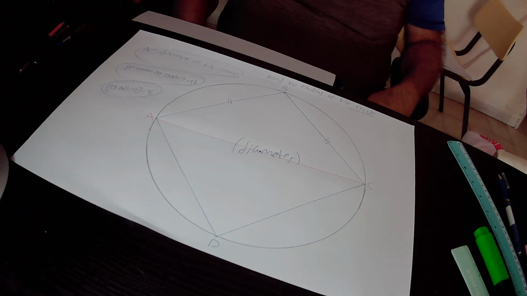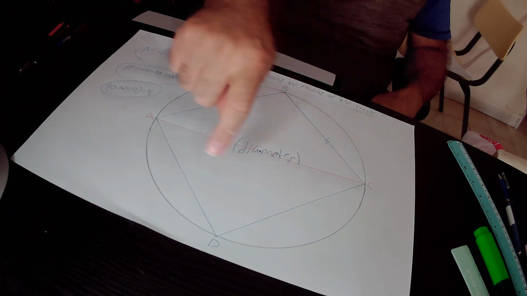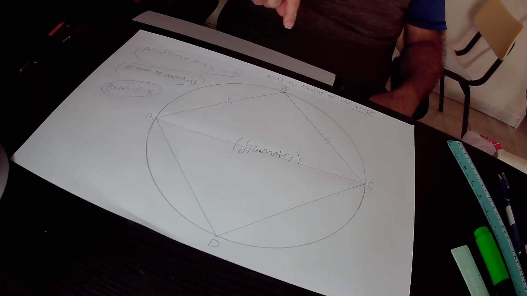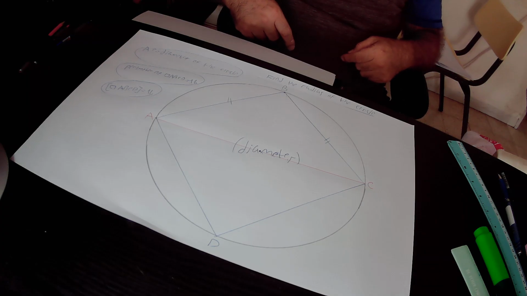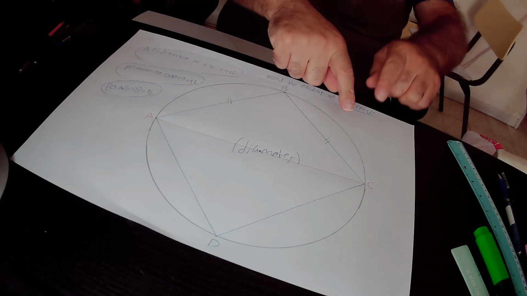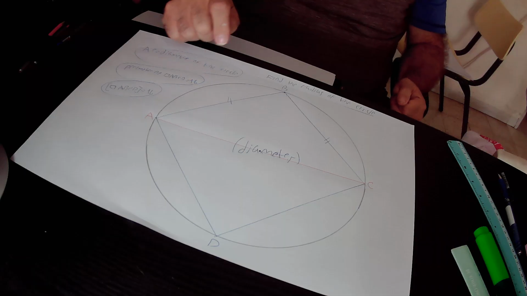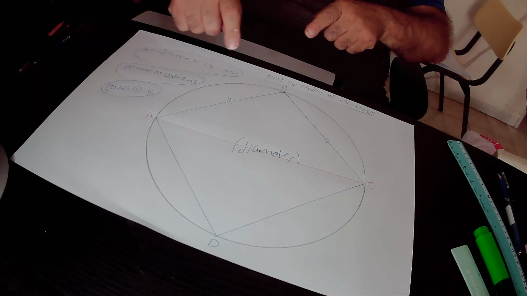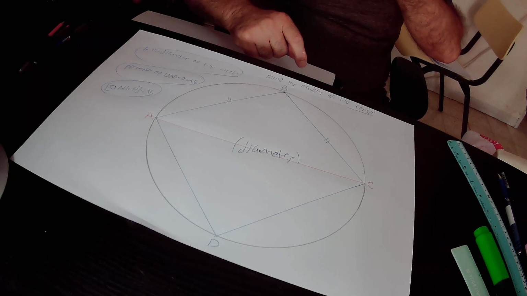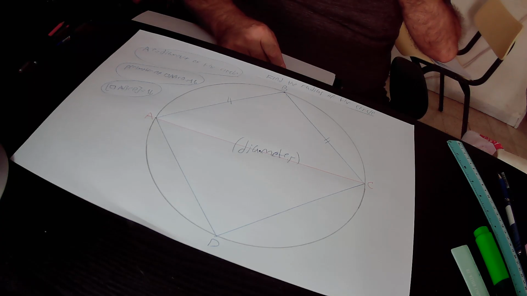Now in this lecture we'll find out the radius of a circle. In the drawing we have quadrilateral ABCD that is inscribed by this circle. You know that the diameter of this circle is AC. In addition, you know that side AB equals side BC of quadrilateral ABCD.